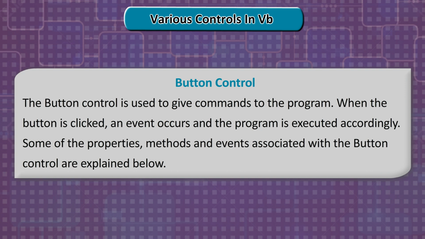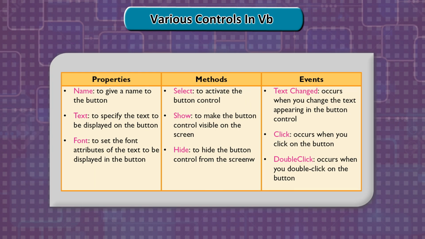Button control. The button control is used to give commands to the program. When the button is clicked, an event occurs and the program is executed accordingly. Some of the properties, methods and events associated with the button control are explained below. Properties. Methods. Events. Name, to give a name to the button. Text, to specify the text to be displayed on the button. Font, to set the font attributes of the text to be displayed in the button.